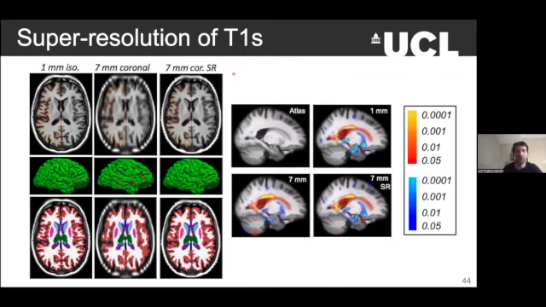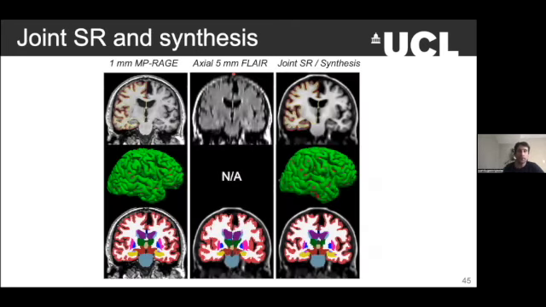Thanks to the super resolution, if you want to do cortical thickness, 3 is doable. Beyond that, it's not, as you can imagine, because you're looking for much tinier changes there. And the fun part is, can we do it simultaneously with contrast synthesis and super resolution?